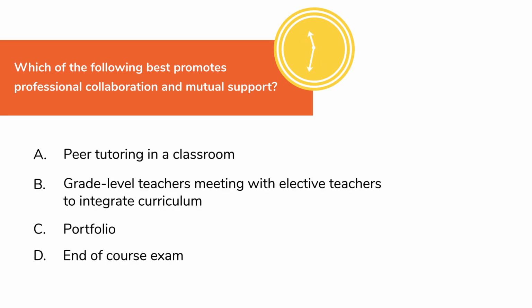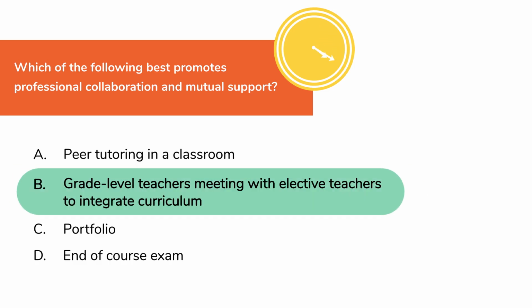Now, the 3 remaining choices could all be considered collaboration, but the key here is mutual support. So while C and D are both great practices, they're probably required by the district. Choice B here is best. Examples like the art teacher leading a unit that focuses on the same time period as the students are currently learning about in history shows professional collaboration and mutual support.